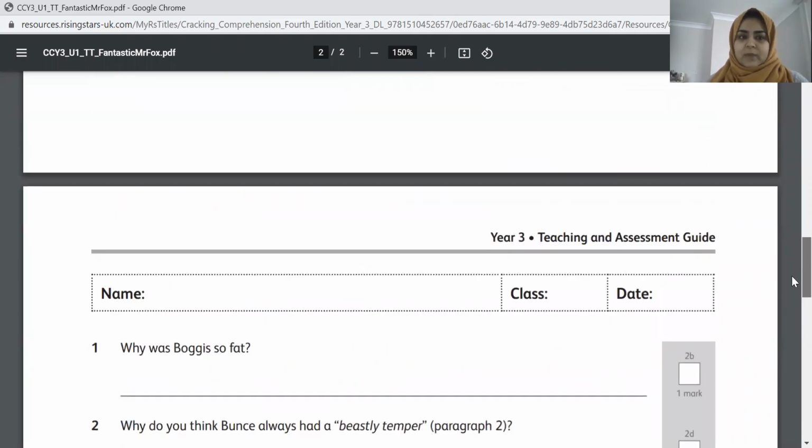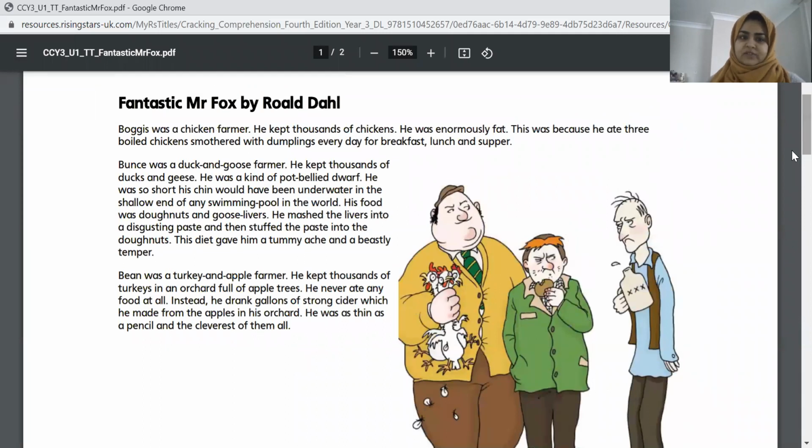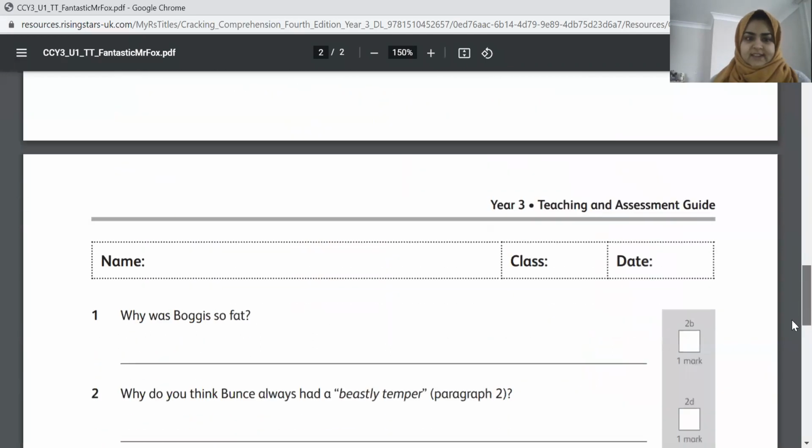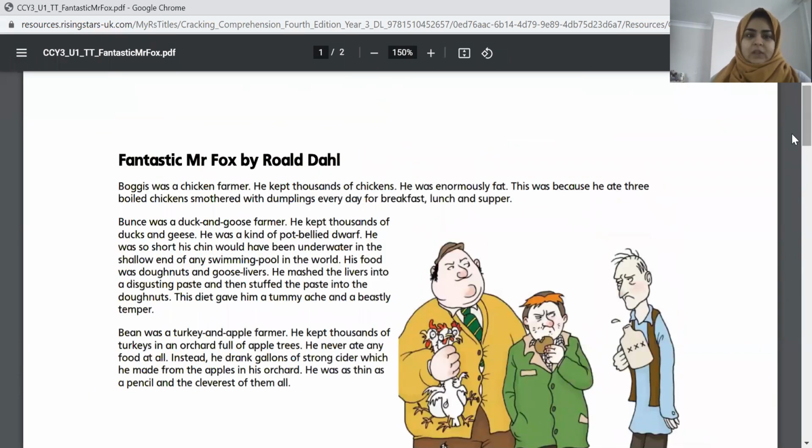What I'm going to do is go back up to the text. I'd like you to pause the video, and then I would like you to answer the question. So it says, which word tells you that mashed liver pate is unpleasant? So we're going to go back to the paragraph about Bunce, because that is the only paragraph that spoke about livers.